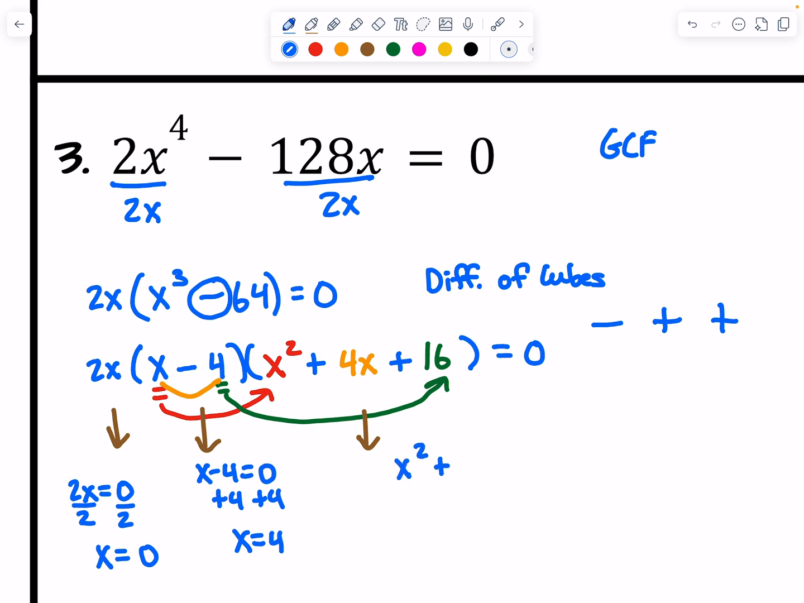And then I've got x squared plus 4x plus 16, and that looks like a trinomial. I need to set that equal to 0. And I need to see, are there numbers that will multiply to give me 16 and add up to give me 4?